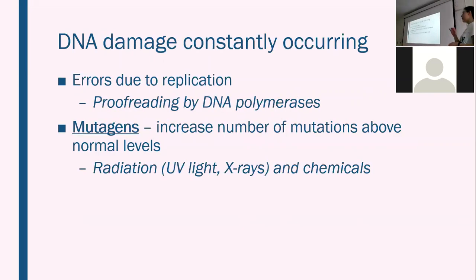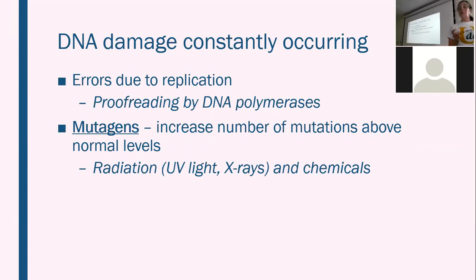So damage to your DNA is happening all the time. Some of it is just errors due to replication. But we've got our DNA polymerases that can do a little proofreading. They've got a little backspace button. They're like, oh, I screwed that up, we'll go back and fix it. So that's happening at one level.